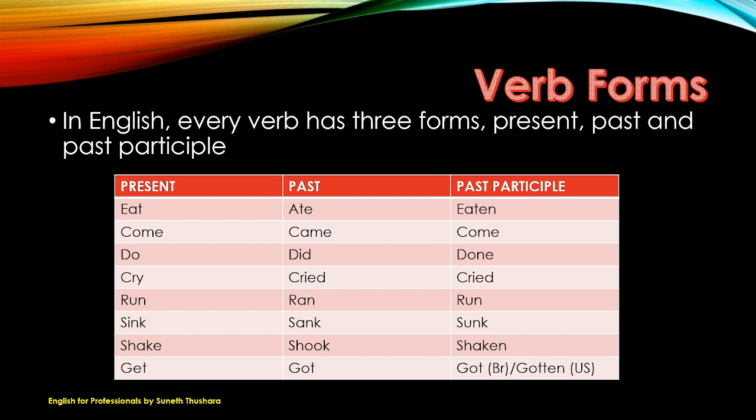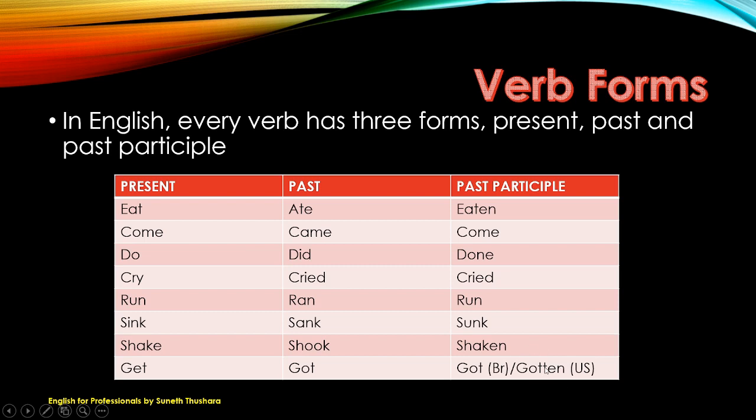In English, every verb has three forms: present, past, and past participle. In this table, you can see present, past, and past participle. If you say eat, past is ate, past participle is eaten. If it is come, past is came, past participle is come. Then do, did, done; cry, cried, cried; run, ran, run; sing, sang, sung; shake, shook, shaken; get, got, and the British people say got, and the Americans sometimes say gotten.